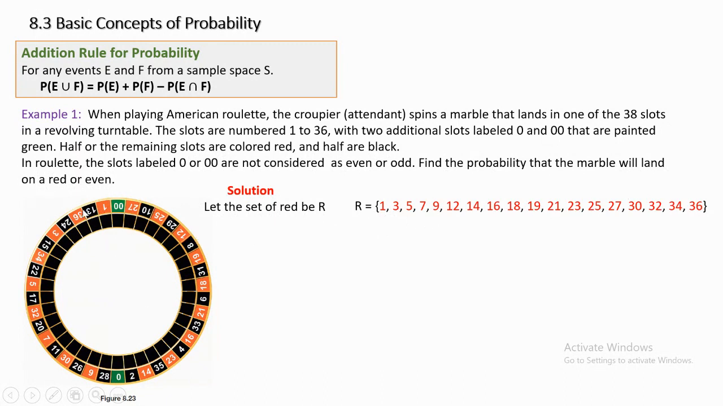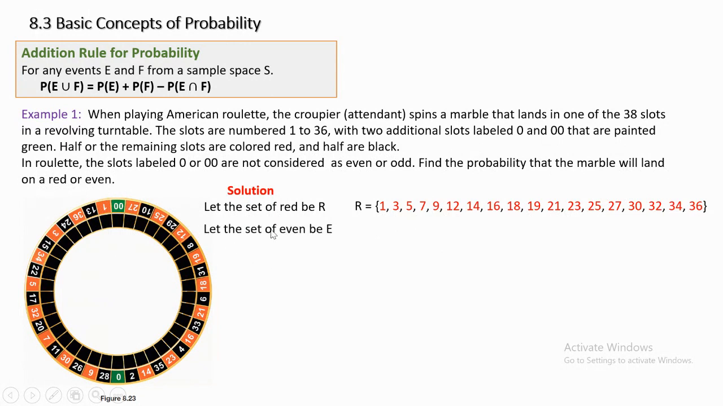Because I went across the roulette table, and I counted all the red ones, right? So it's 1, 3, right, 34. They are right here, right in red.